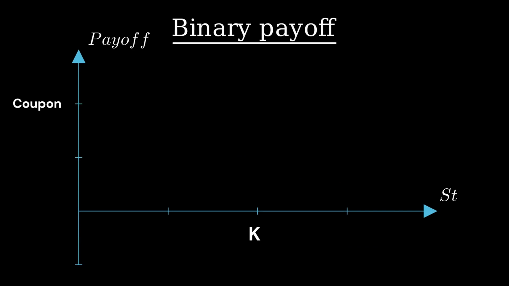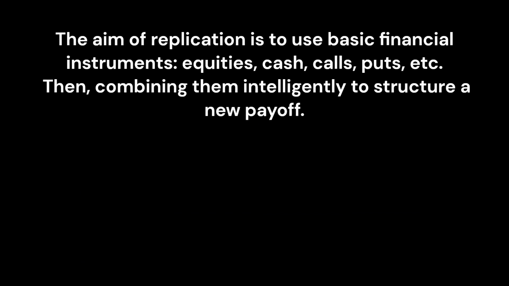For cash or nothing options, if at maturity the price of the underlying S is above the strike price, then a coupon is paid, the value of which is predetermined when the contract is signed. Here, the underlying is only a signal to trigger the gains. As you see on this graph, once the strike price is reached, the payoff jumps between the two prices. Now let's understand how a structurer and trader can create an asset with a payoff of this form.